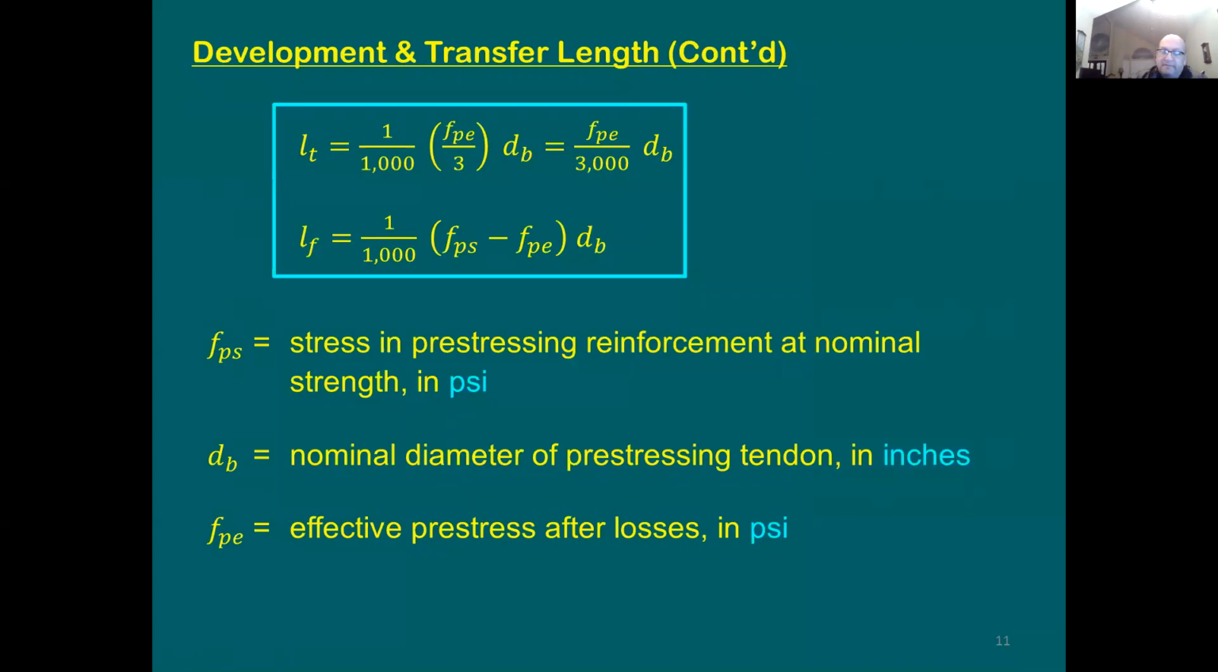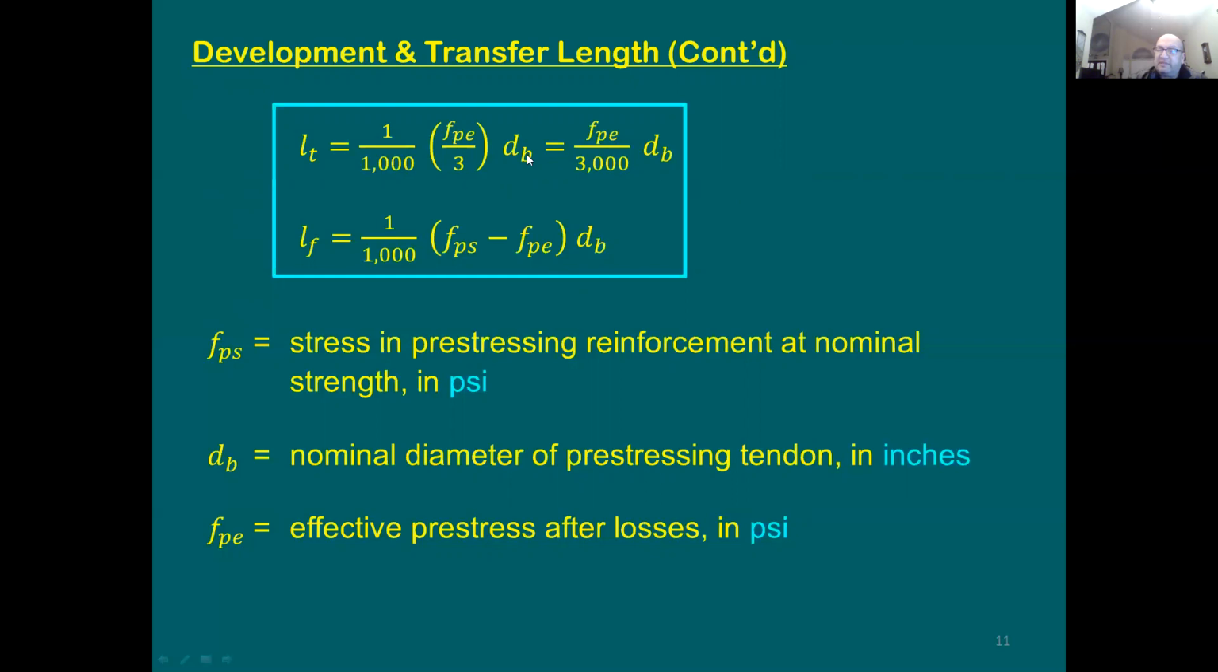Here's the equation again. The equation is going to be F sub PE divided by 3 times dB. You have 1,000 here because the FPE that you need to use in this equation is going to be in PSI. As it says in the equation, FPE equals the effective pre-stress after losses in PSI. Once you divide by 1,000, it's going to be in KSI. And then after that, divide by 3, and then you multiply by the diameter of the pre-stress strand.